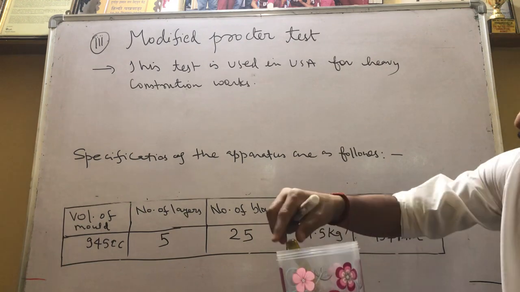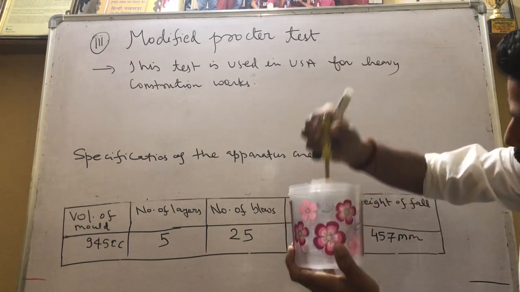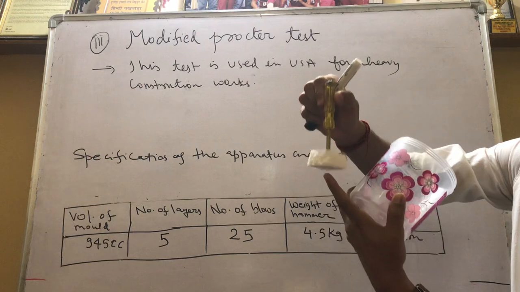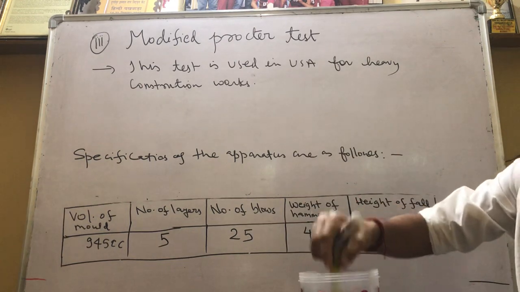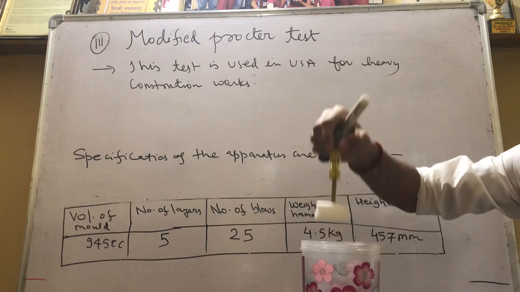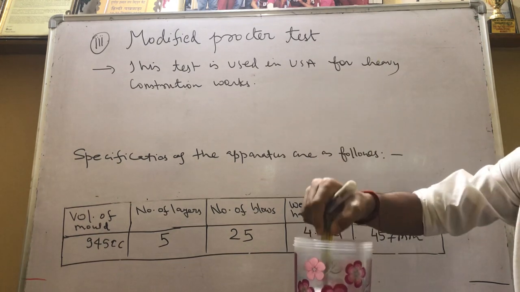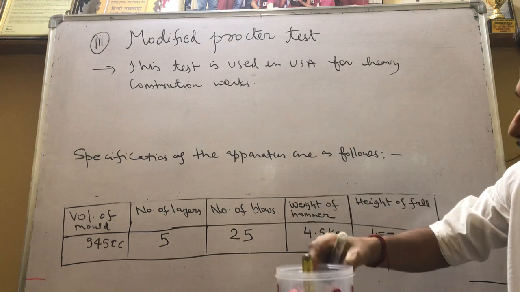And the weight of hammer will be 4.5 kg. And the height of fall will be 457 millimeter for this case.